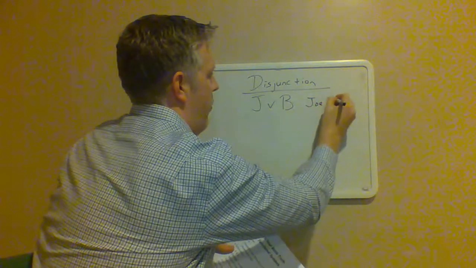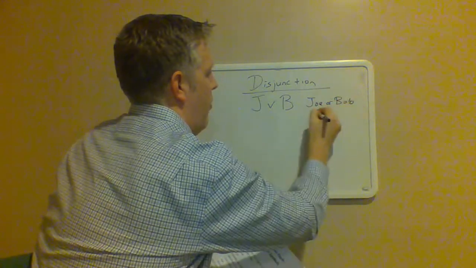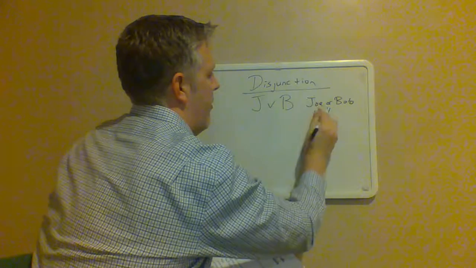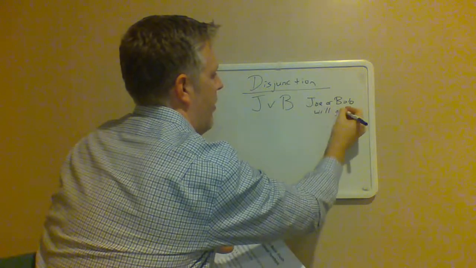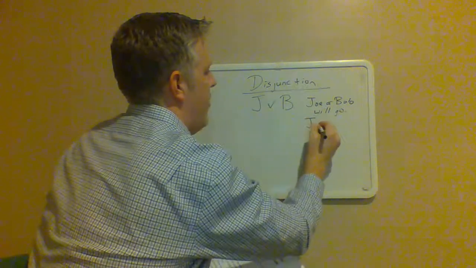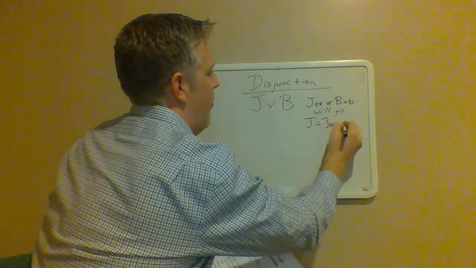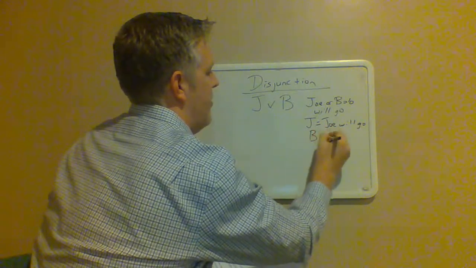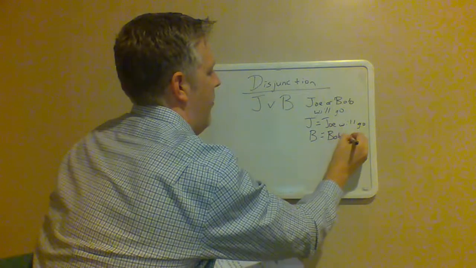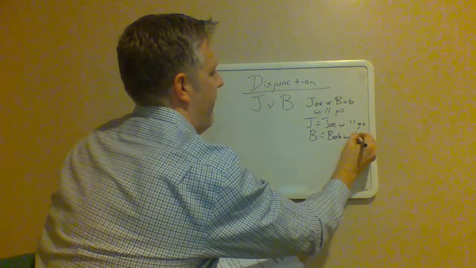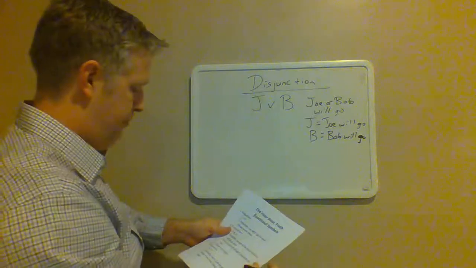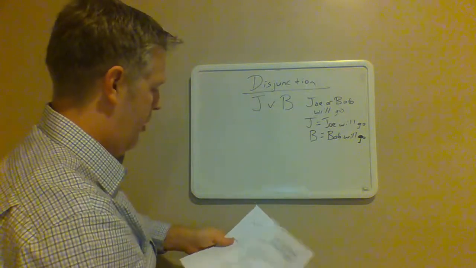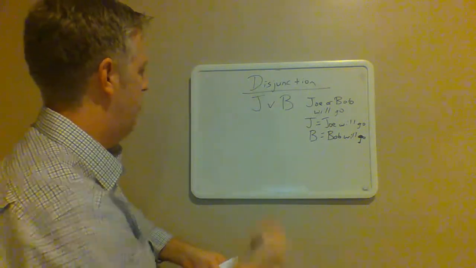Joe or Bob will go. Okay, so J represents Joe will go, right? And B represents Bob will go. Okay. So how does that look in the truth table?